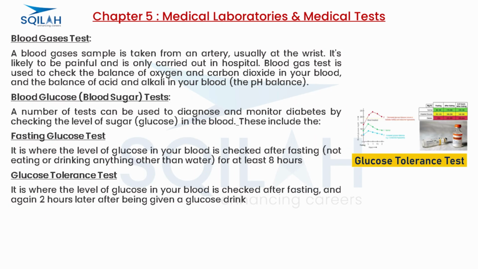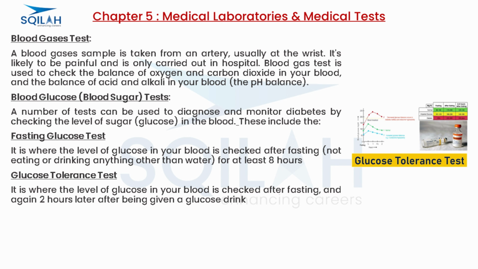Blood gases test. A blood gases sample is taken from an artery, usually at the wrist. It's likely to be painful and is only carried out in hospital. Blood gas test is used to check the balance of oxygen and carbon dioxide in your blood, and the balance of acid and alkali in your blood, the pH balance.